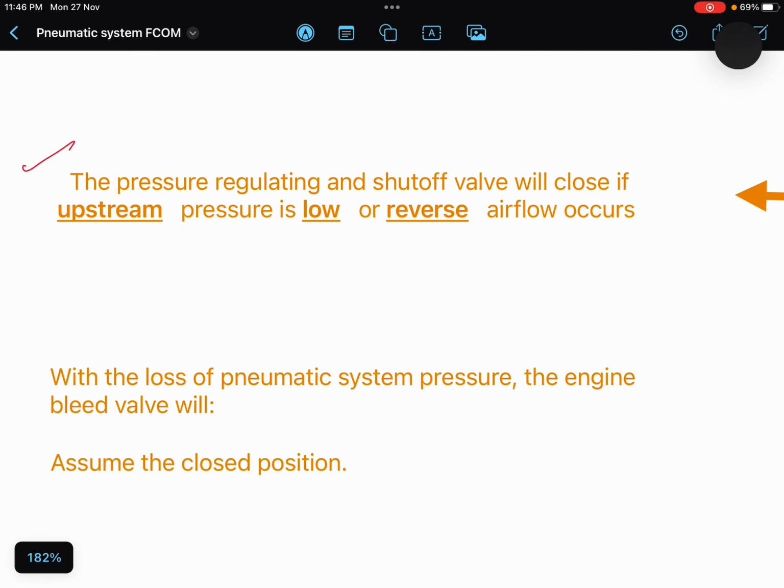Tell me, is it correct or not? The pressure regulating and shut off valve will close. So basically they are talking about the bleed valve. The bleed valve will close automatically if upstream pressure is low and reverse airflow occurs. Guys, obviously these were the pneumatic closure conditions of this bleed valve. Perfect.